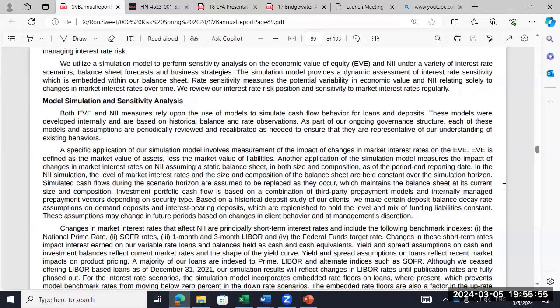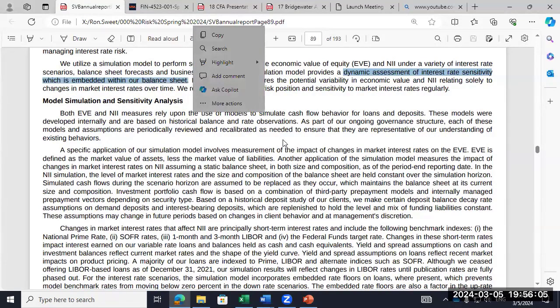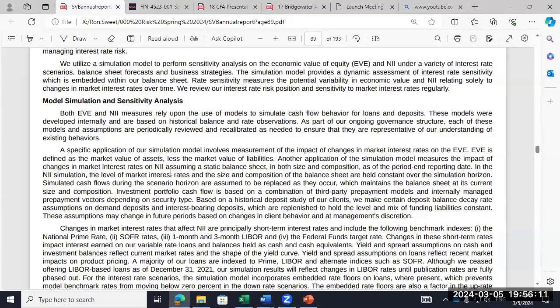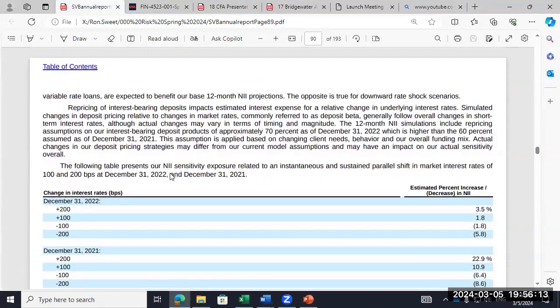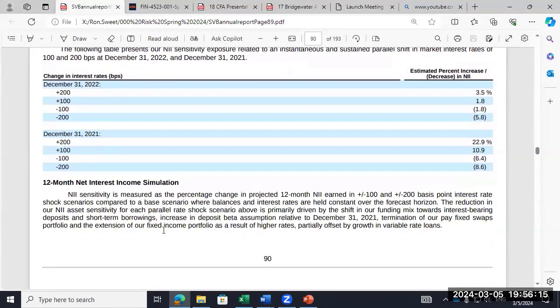Under a variety of interest rate scenarios, balance sheet forecasts, and business strategies, the simulation model provides a dynamic assessment of interest rate sensitivity, which is embedded in our balance sheet. So they're telling you, hey, we got interest rate control. We're looking at it. We're assessing it. Nothing can go wrong with this bank. So interesting stuff. You notice it's not nearly as comprehensive as what you're seeing at JP Morgan.